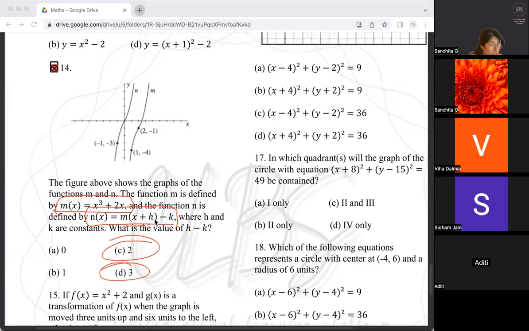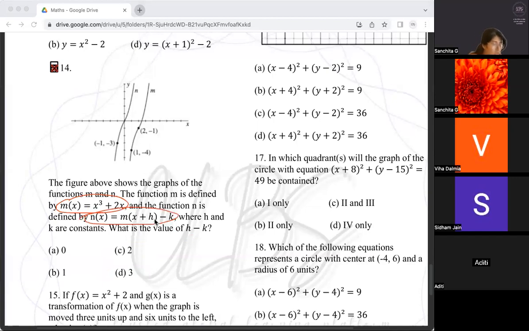And my question is h minus k. On your scratch paper, on the DSAT, you can write h minus k, so that you don't lose track of what you have to find. Now, can you see that the graphs are almost the same? So you can observe the transformation. Let's see if I can observe it from the equation itself.